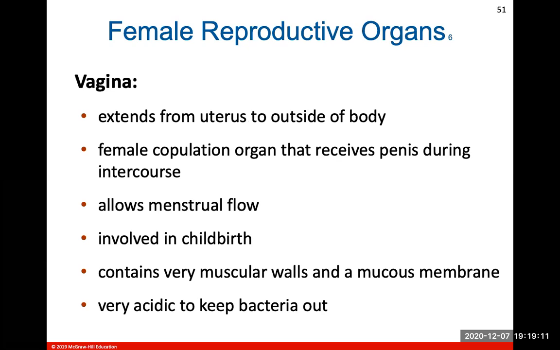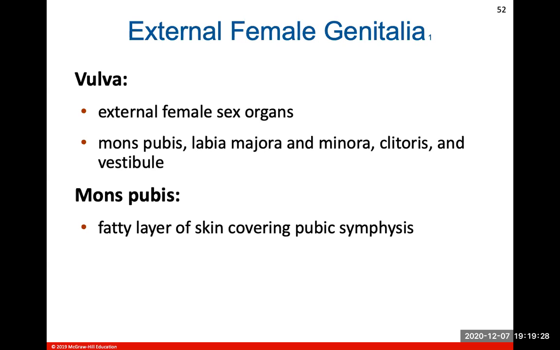The vagina extends from the uterus to the outside of the body. It receives the penis during intercourse. It allows menstrual flow. It's involved in childbirth. It contains very muscular walls and a mucous membrane. And it's incredibly acidic to keep bacteria out, to protect a developing fetus if it were in the uterus. The vulva, these are the external female sex organs.